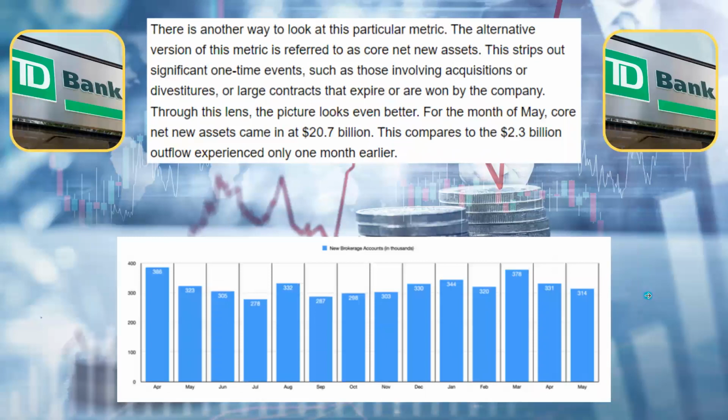Now, there's another way to look at this particular metric. The alternative version of this metric is referred to as core net new assets. Now, this strips out significant one-time events such as those involving acquisitions or divestitures or large contracts that expire or are won by the company. Through this lens, the picture looks even better, and for the month of May, core net new assets came in at 20.7 billion. This compares to the 2.3 billion outflow experienced only 1 month earlier.